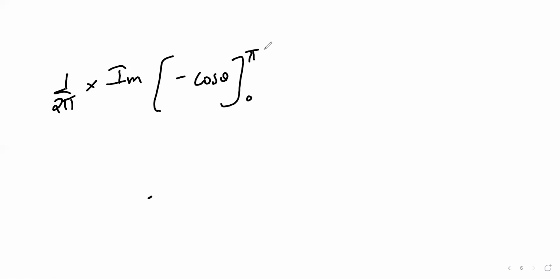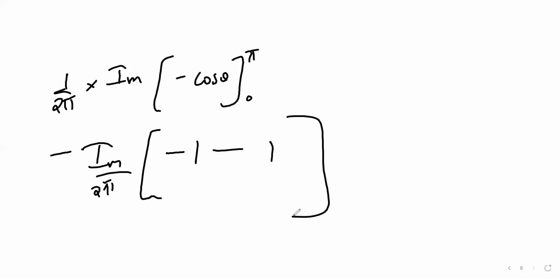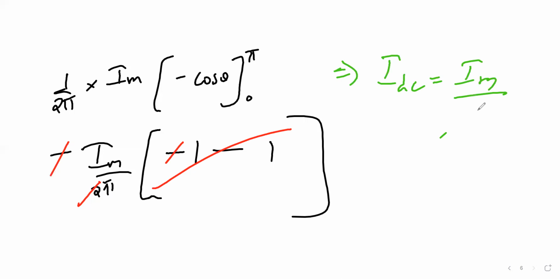So what I get here is Im by 2 pi times minus cos θ. We know the cos pi value is minus 1, and cos 0 is 1, so you take a calculator and do it, and you'll get minus 2. So the 2 cancels and the minus cancels. So I'm getting Im by pi. The IDC value is equal to Im by pi.